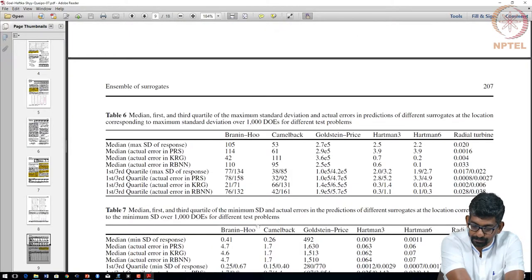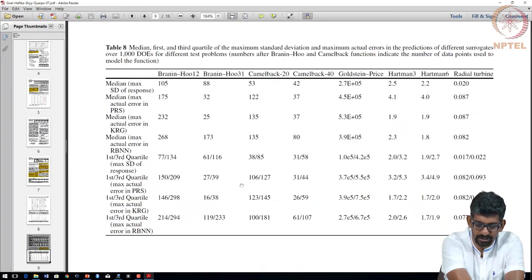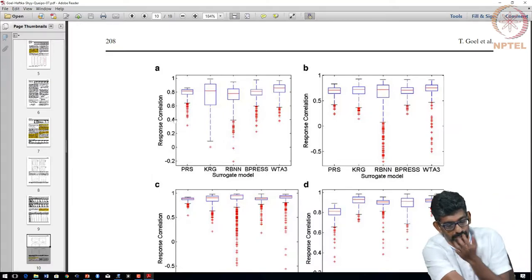So, they test all these things, they give you the median plots and all that, and they also give you the actual plots here. This is a response correlation that they are plotting. You can see how it is varying for each one of them. I hope you understand a box plot. It is 1000 repetitions, and I am just plotting each one of them. The central line is the median line. This is the 5th percentile. This is the 95th percentile. And these are the outliers. It gives you a distribution also.